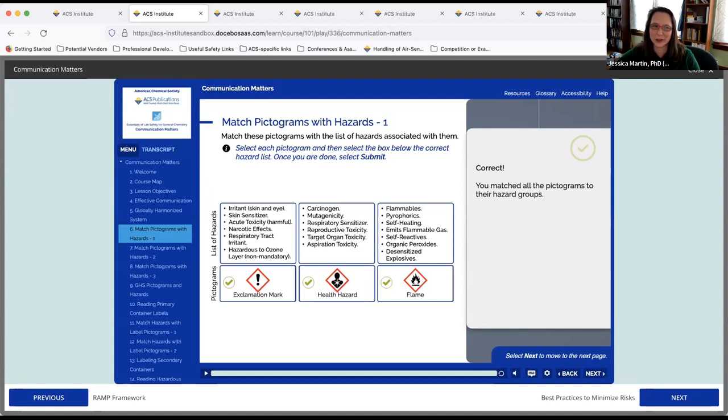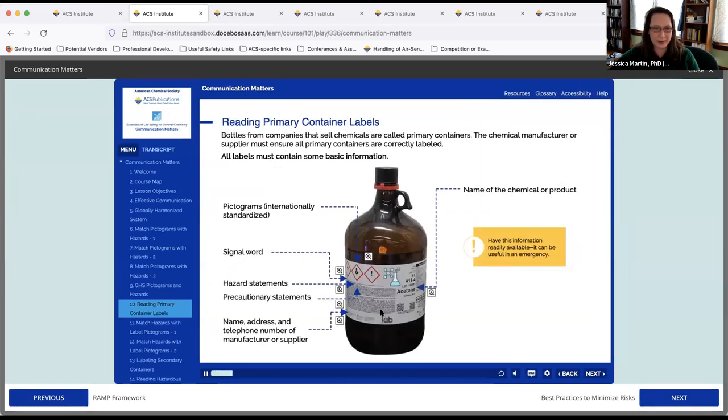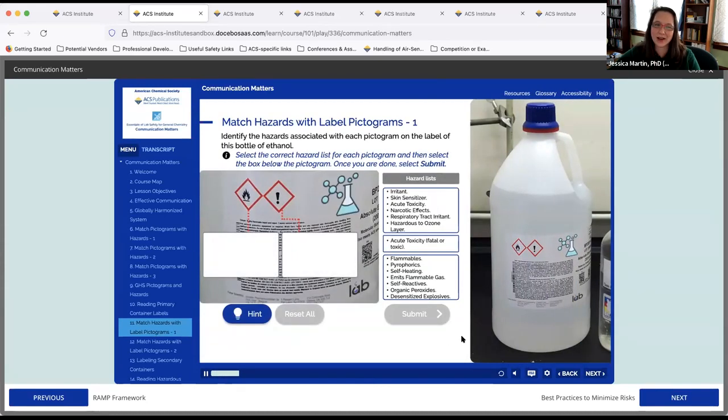Now, this activity is meant to get learners to look closely at the pictograms themselves, as well as gain an appreciation for the many hazards each of these pictograms represents. Later in this lesson, we introduce them to the labels on primary chemical containers. So not only do they get exposure to the pictograms again, but they also get exposure to signal words, hazard statements, and precautionary statements that are typically found on these labels. This gives them an appreciation for the fact that they're going to get a lot of the same information in multiple ways.